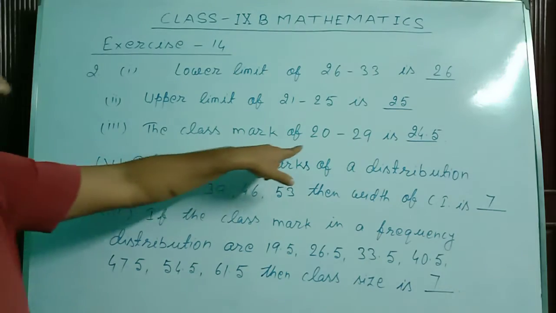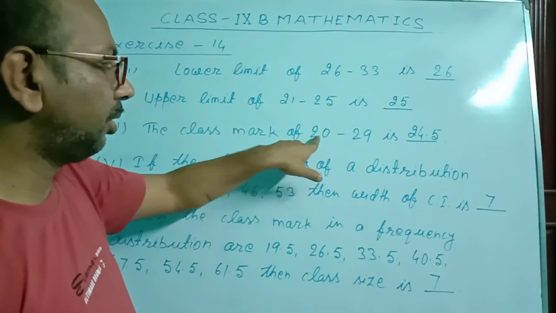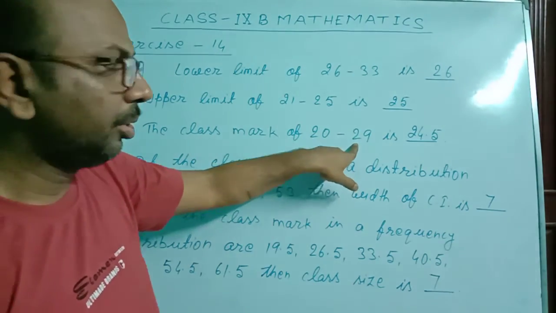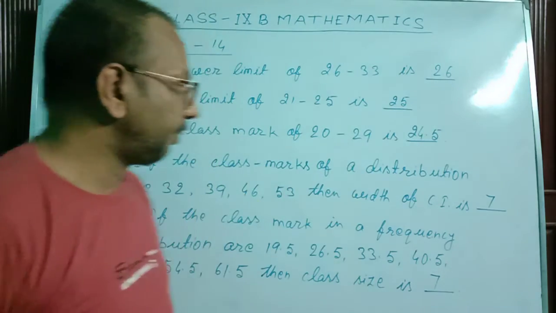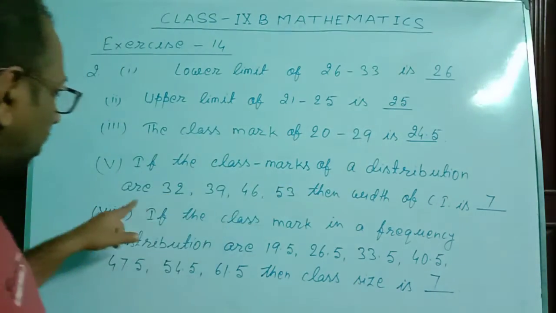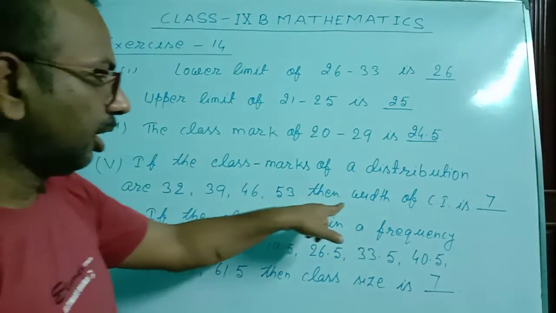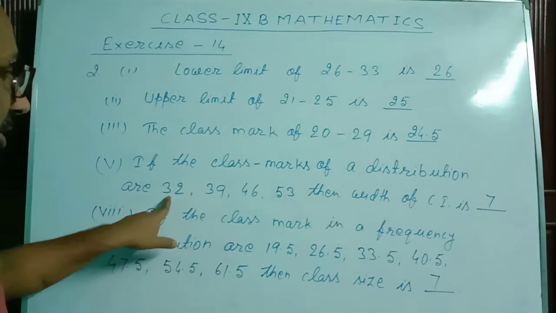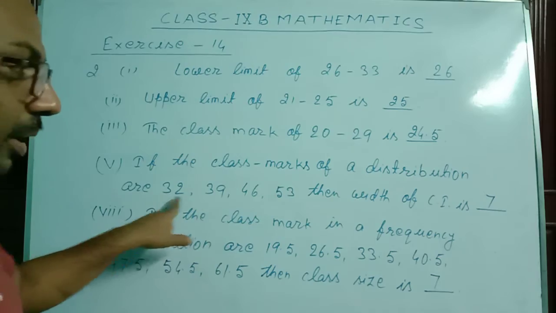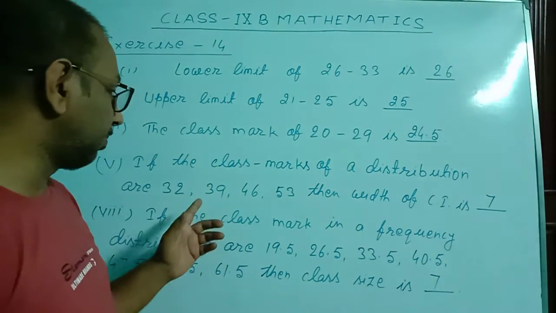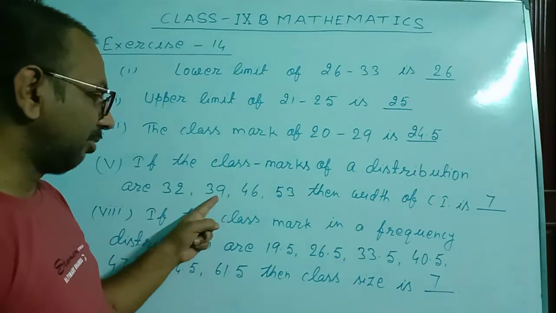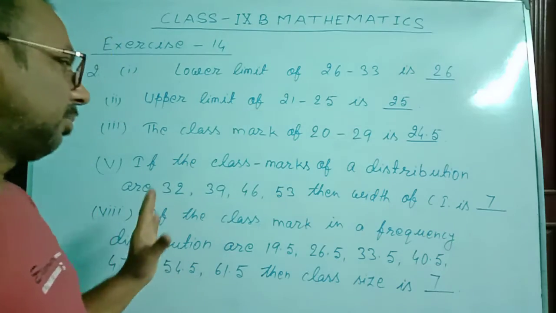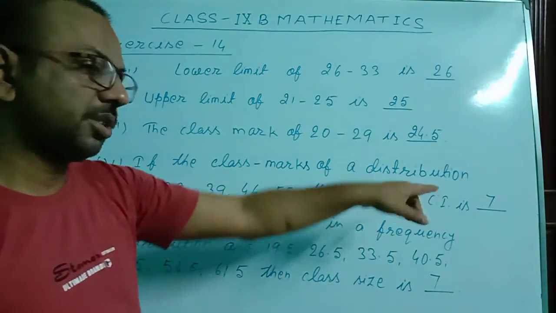The class mark of 20 and 29. You know class mark is equal to lower limit plus upper limit by 2. So 20 plus 29 by 2, 49 by 2, you will divide, you will get 24.5. If the class marks of a distribution are 32, 39, 46, 53, then the width of the class interval is the second one minus the first one, 39 minus 32, 7. And this difference will remain fixed for the others also. Third one minus second one, 46 minus 39, 7. 53 minus 46, 7. So this will remain fixed. So the class width of this distribution is 7.